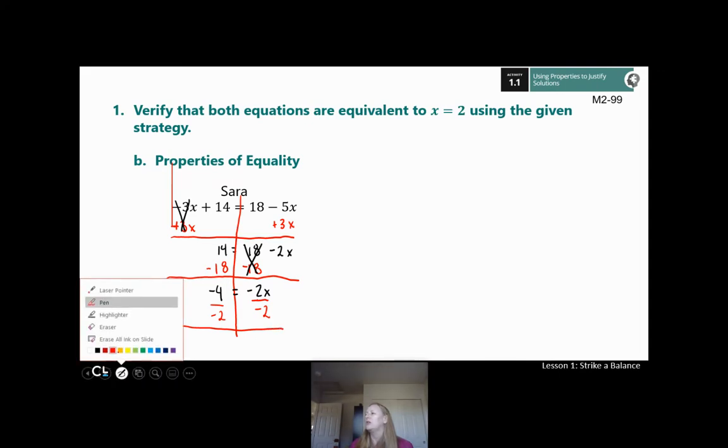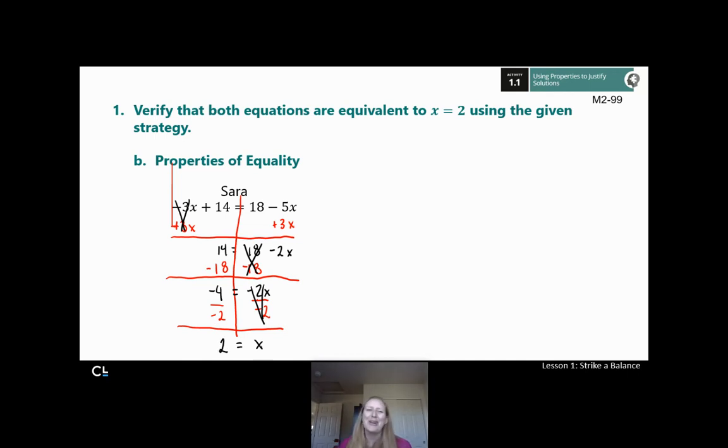We're almost there. We're so close. So the negative 2's cancel out, which is why we did it. So we just have an x over here equals negative 4 divided by negative 2 gives me a positive 2. Hooray! So it looks like Sarah's solution is x equals 2.